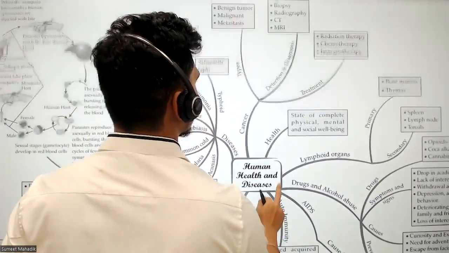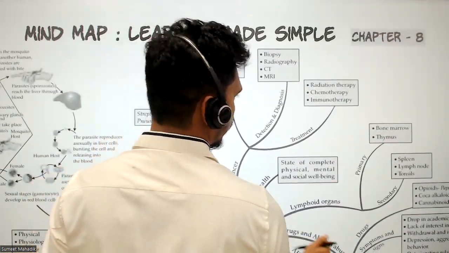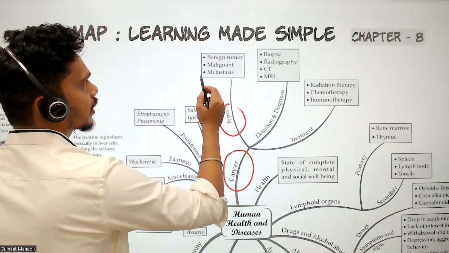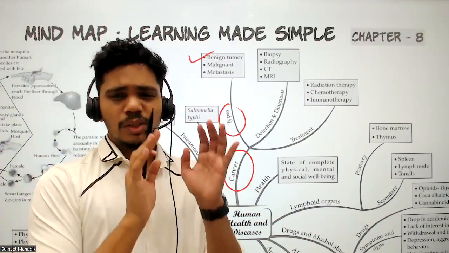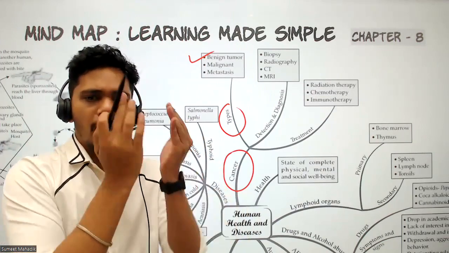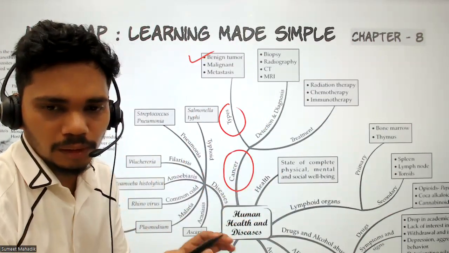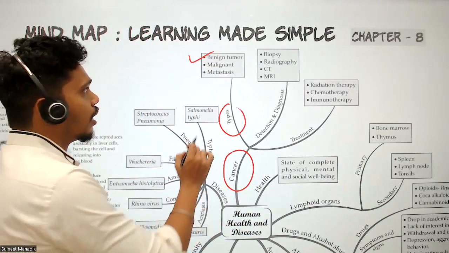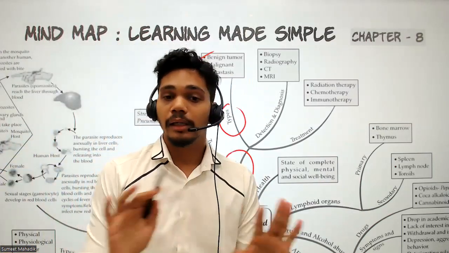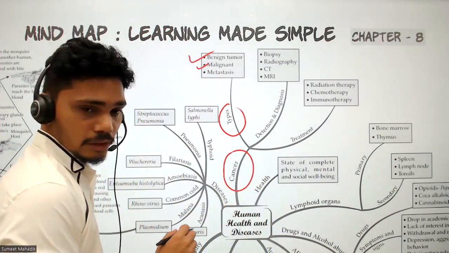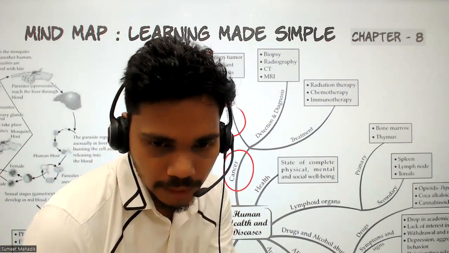Now, cancer. We're going to talk about cancer. How many types are there? Benign tumor, which is not dangerous. It stays inside the tumor and does not spread. You have to remove it, that's okay. But in case of malignant, it can't be removed easily. In case of malignant, what is going to happen?